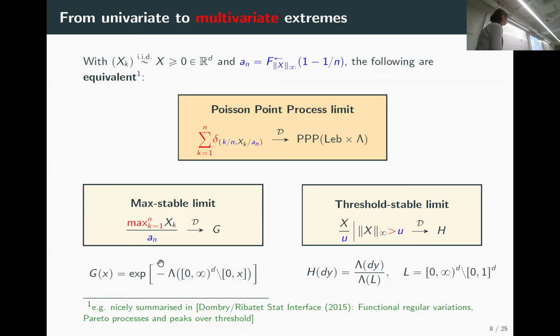But it also appears if you look at threshold-stable limits. If we condition, for instance, on the supremum norm being large, this limiting measure is going to live on a space where we take out the unit sphere with respect to the supremum norm. The multivariate Pareto distributions live on such a space, depending on which components you condition on being large. One could also replace this with another norm, and one would get the same result.